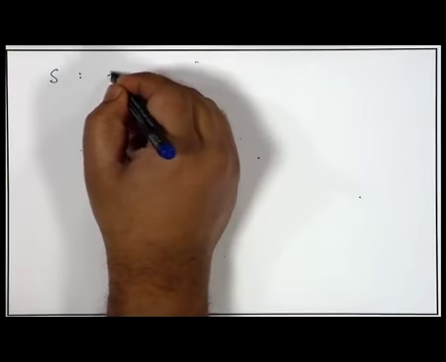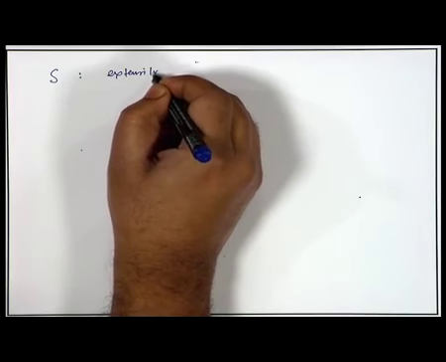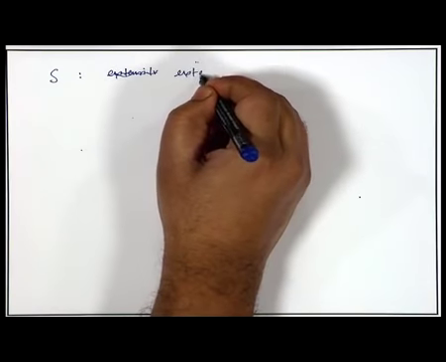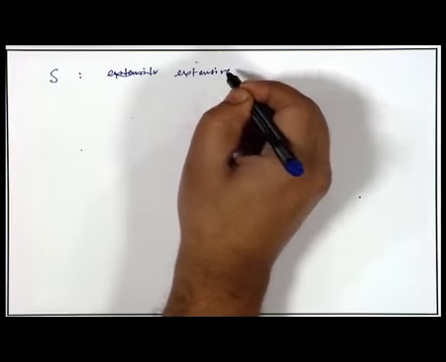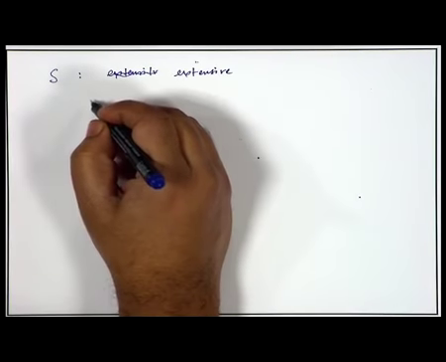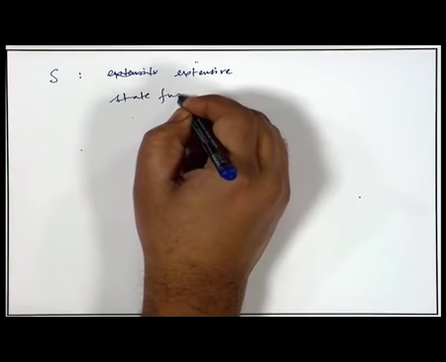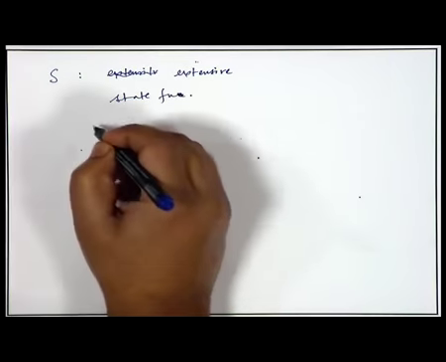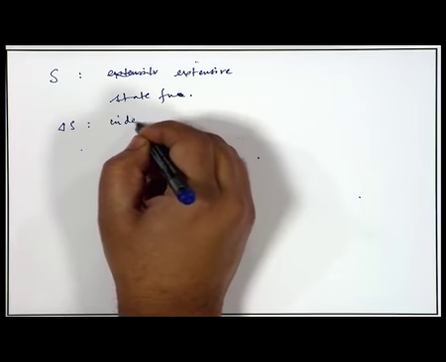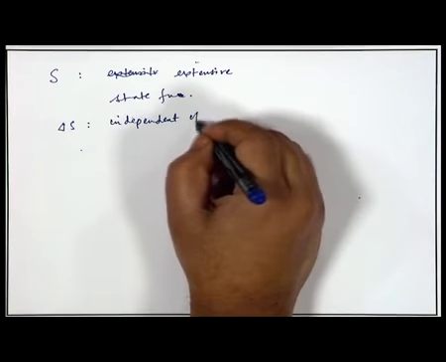Entropy is an extensive quantity. If you double the quantity of mass, it will double the value. It is a state function, and so delta S is independent of path.